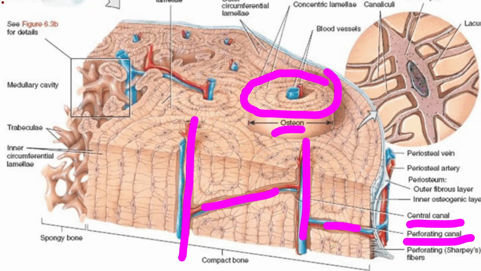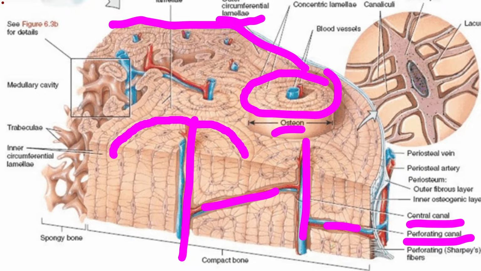The rings of bony tissue are called lamellae. So you have circumferential lamellae that run around the whole circumference of the bone. And then you have the lamellae that make up the osteon, concentric lamellae. I'm really not concerned about you differentiating between circumferential and concentric lamellae. I just need you to appreciate that you have lamellae that run around the whole bone and then lamellae that make up the osteon. Okay.